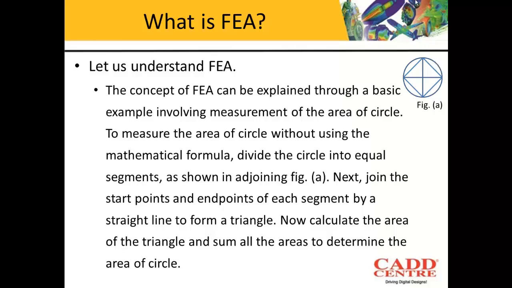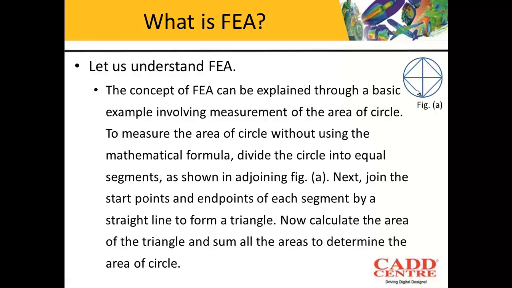Let us divide the circle into 4 triangles. If you see on your screen over here, you can see that I have divided the circle into 4 segments and then connected these lines over here so that it forms a triangle. Now we will find out the area of one triangle and then sum it up so that we get the area of the circle. But in this case, you will see over here that this area is left out. So this is the error that I have got in the solution.